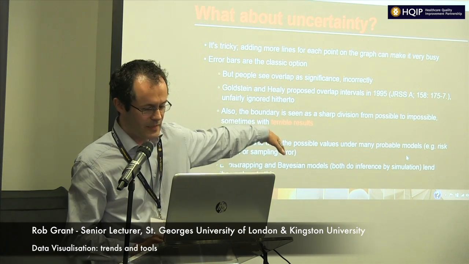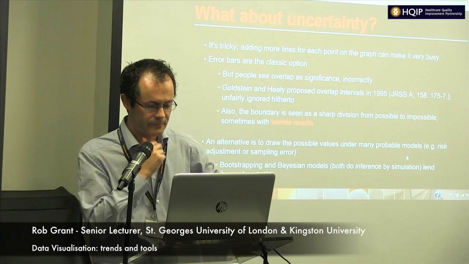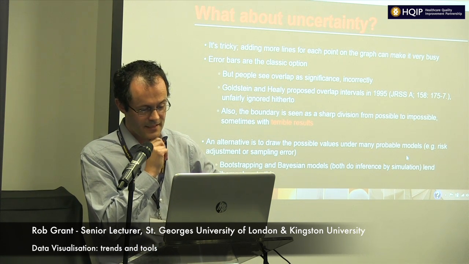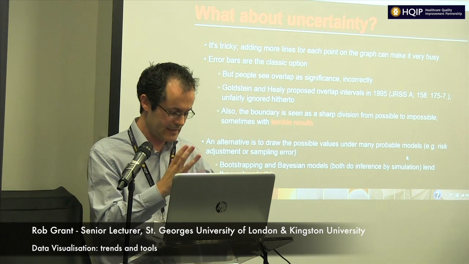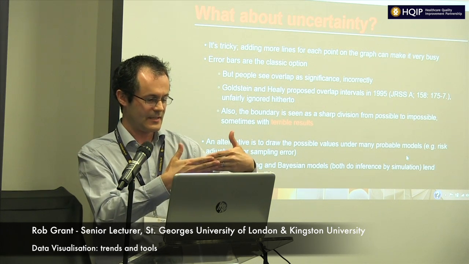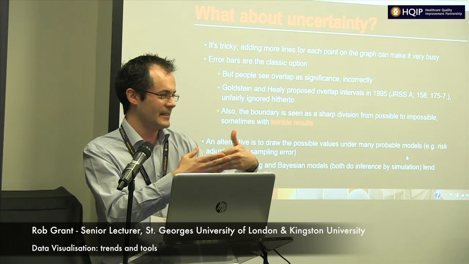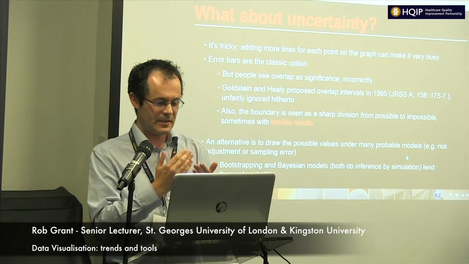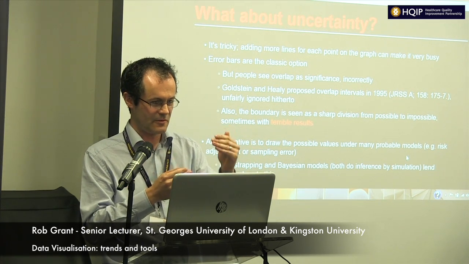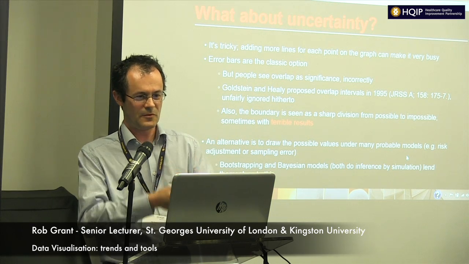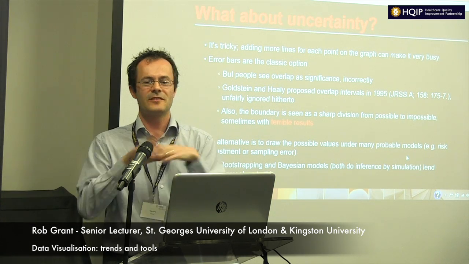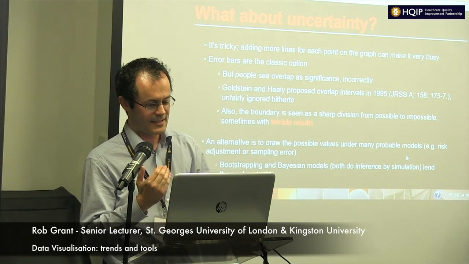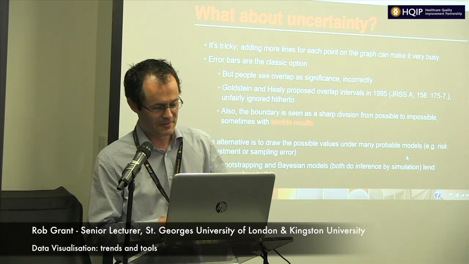There's this idea of overlap intervals that's worth looking up. And that's another thing that hasn't been used because people misunderstand. They think when it overlaps, then they're the same. And when they don't overlap, then they're significantly different. And that's not quite right. But the big problem for me is that people see the boundary as a sharp division. If you're inside the funnel, there can't possibly be anything going on. If you're outside the funnel, you are definitely dodgy. And that is really not true.